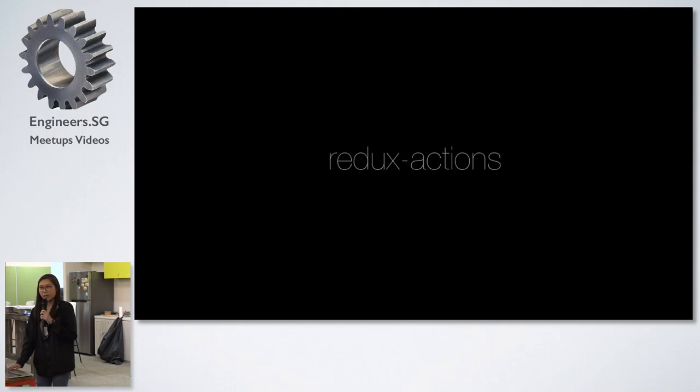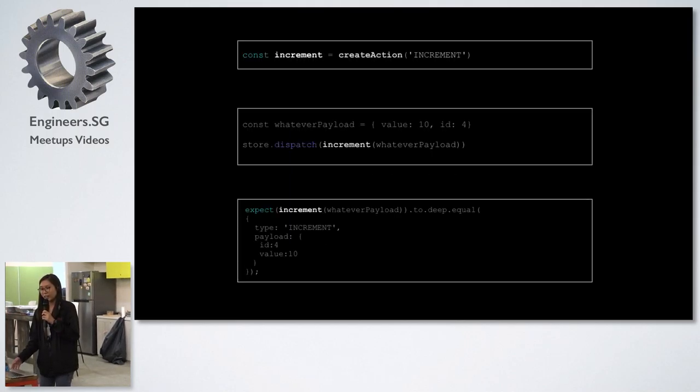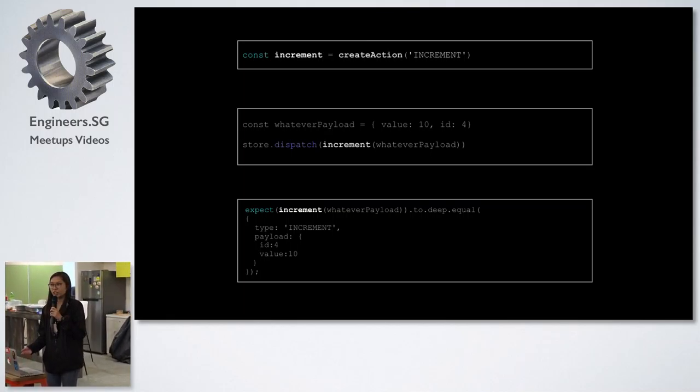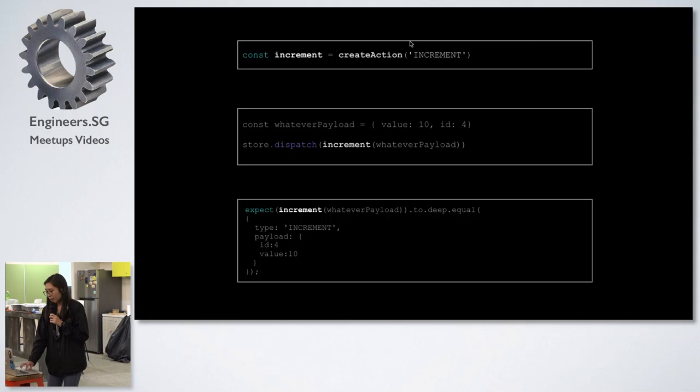So if I use Redux actions, there's another way of creating actions. They provide a function called createAction, and basically you pass in the name of the type of your action, which in this case is increment. And then when you dispatch this action, you just put in increment, and put in the payload that you have as an argument. So when I call increment with the brackets and whatever payload, it basically returns my type, which is the action type increment, and then my payload, which is the value 10 and ID 4.